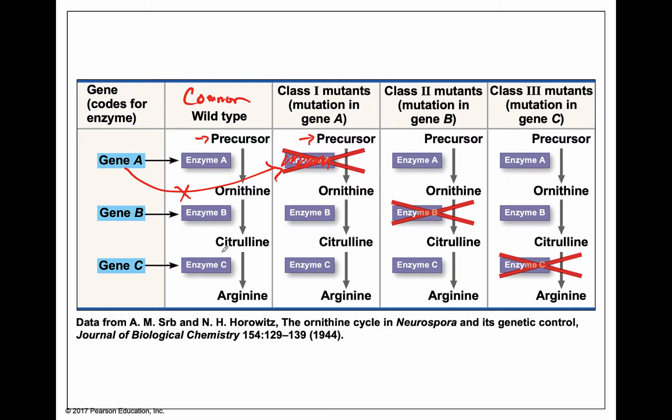Class 2 mutants had a mutation in the gene B, which coded for enzyme B. So unless they were given citrulline, they were not able to survive. But if they were given citrulline, they did have enzyme C, and they were able to survive.